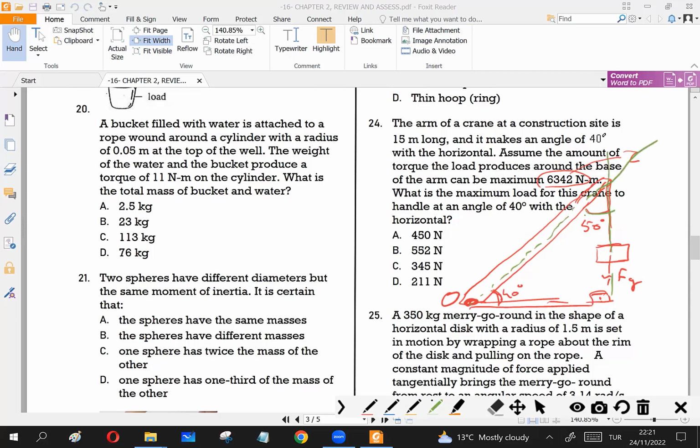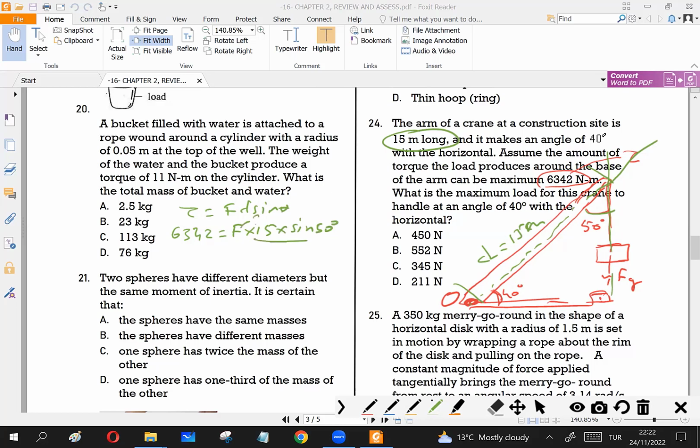I need the angle between them. And I know the arm, the distance, is equal to 15 meters. The question gives 15 meters. I only have to use the torque equation, which is torque equals F d sine theta. The torque is given as 6,342. The force is the question: how much is the load? Distance is 15, sine 50. I will calculate the force.